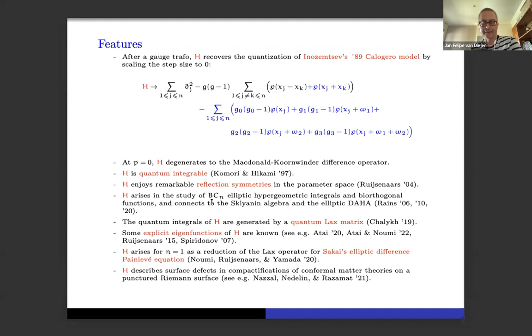Okay, well, in a recent paper, Oleg Chalykh proved that you can construct the integrals of this difference operator. I think in the full nine parameter coupling case, you can construct them out of a quantum Lax matrix. And that's, of course, very interesting also in the classical limit, because it means that you have a way of constructing a Lax matrix for the classical system. It's one of the big open problems of many years.